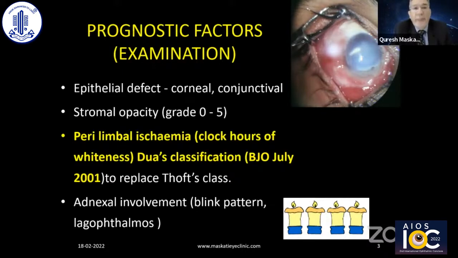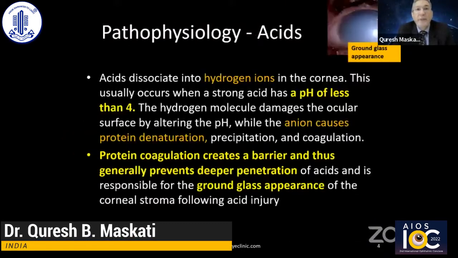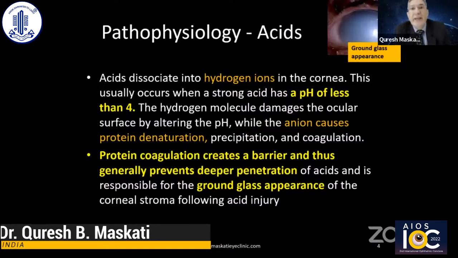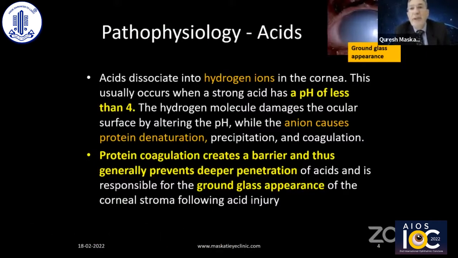But now we look at the perilimbal ischemia, how many clock hours of whiteness are there around the limbus, and then classify patients according to Dua's classification. And of course, in every patient of chemical burns, we must look at the eyelids as well, whether the lids are blinking, whether the lids are involved, because that also changes the prognosis. We know that in general there are acids and alkalis, and that acids give you a very early ground glass appearance. Why does that happen?